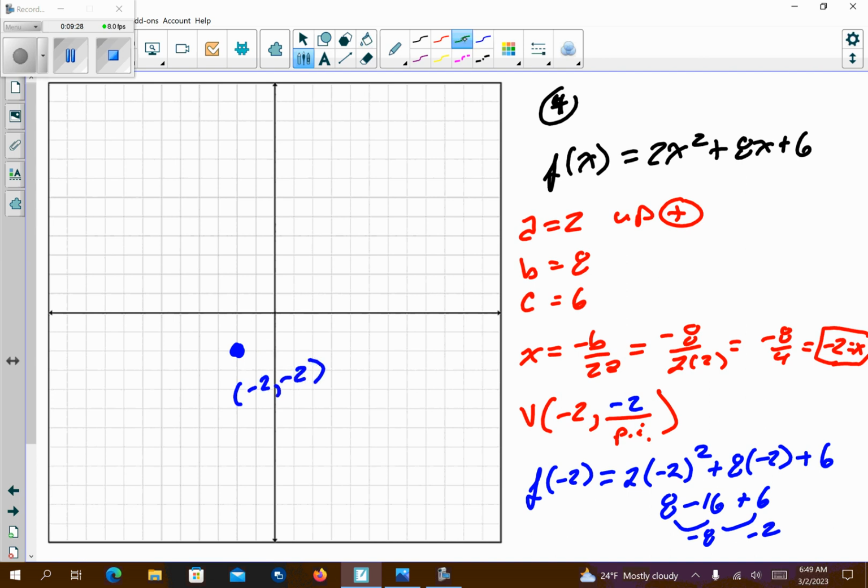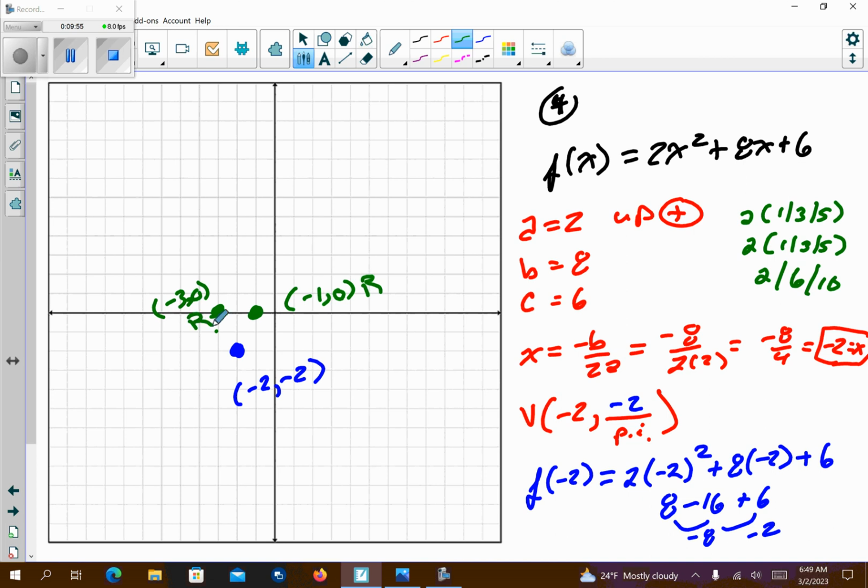And it's going to open up, so our pattern graph is going to be A times 135. So that is 2 times 135. That's going to give me 2, 6, 10. So I'm going to go right 1 up 2. Oh, we found a root. So we have -1 comma 0. And left 1 up 2. And that found us another root. So there's a root. And -3 comma 0 is another root.